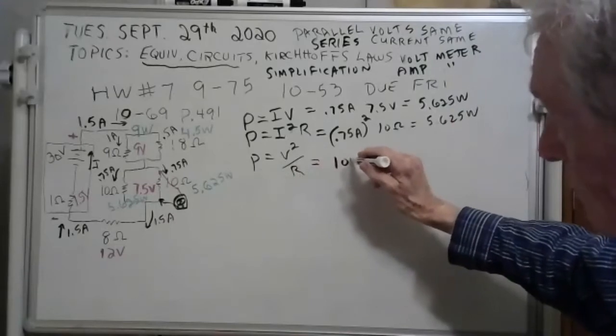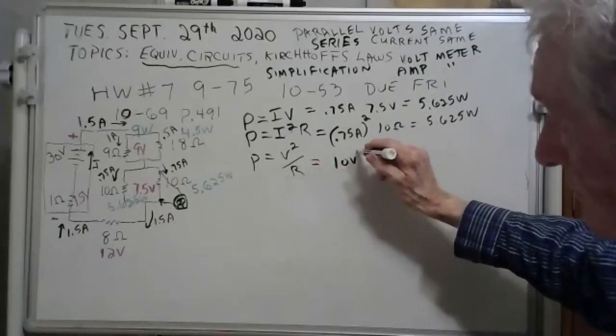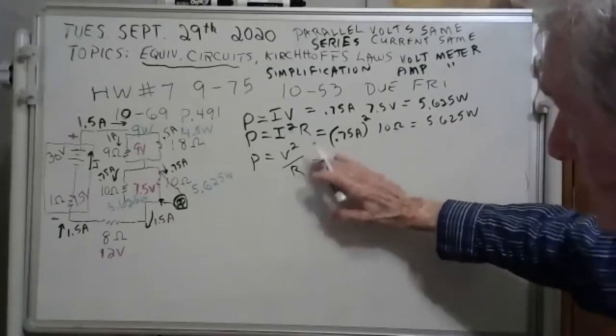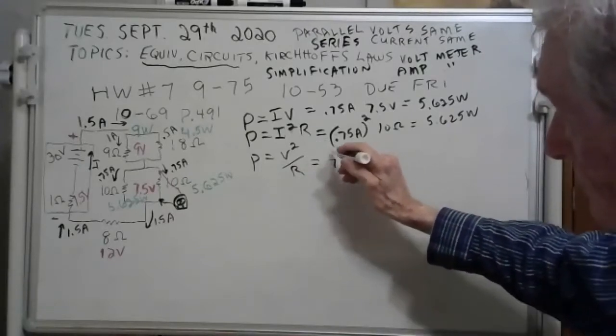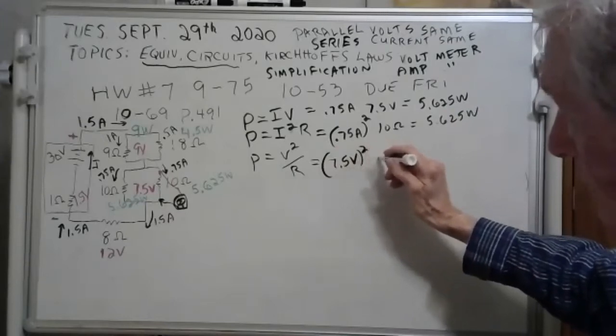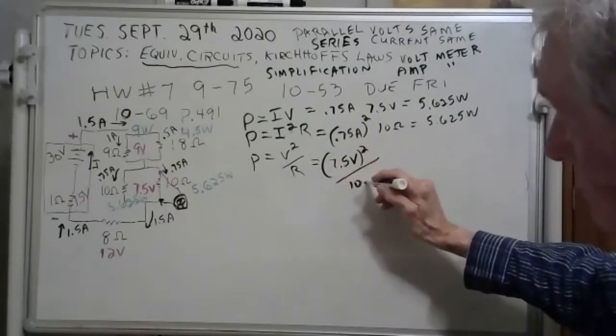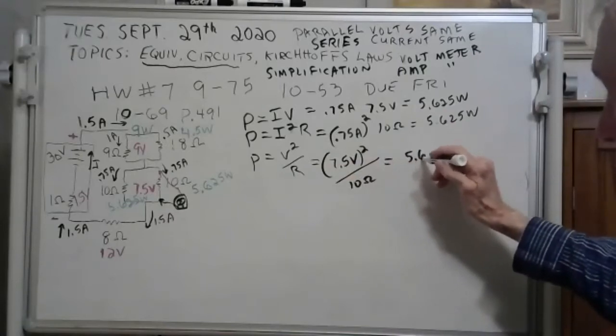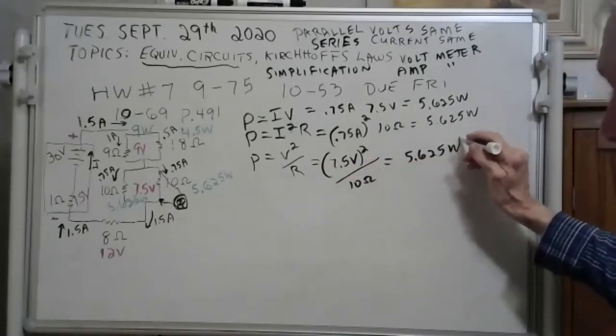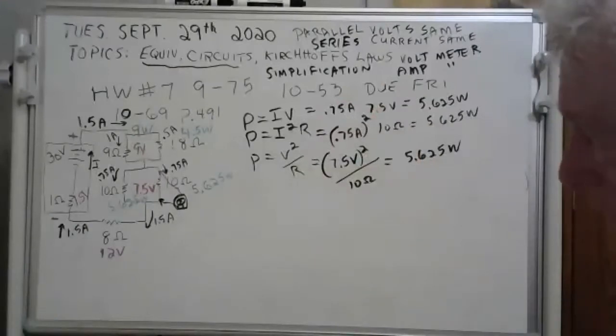Take your 10 volts. No, it's not right. Take your 7.5 volts. Square it and divide by your 10 ohms. And you'll get 5.625 watts. So all three of those are perfectly good.